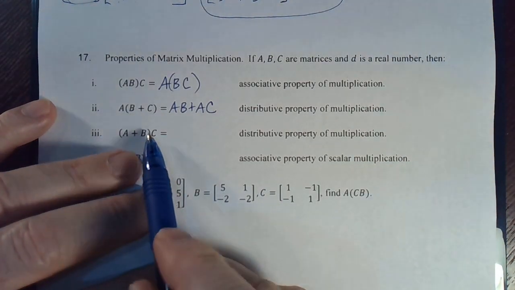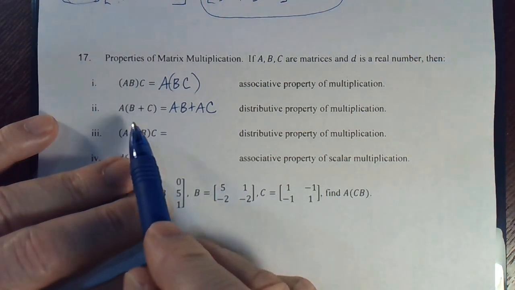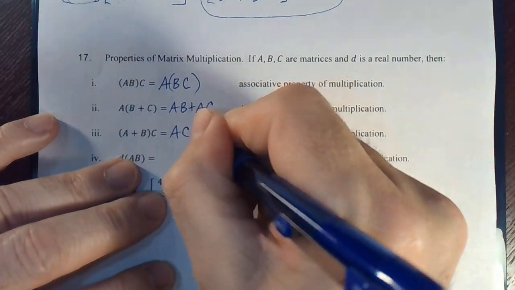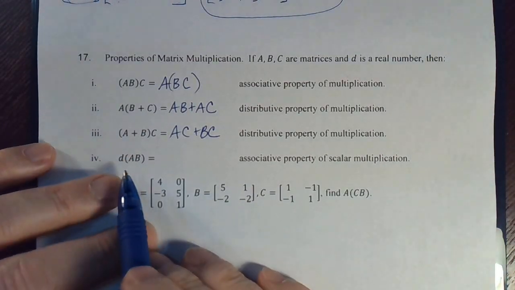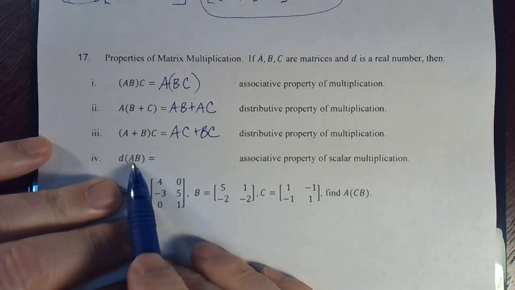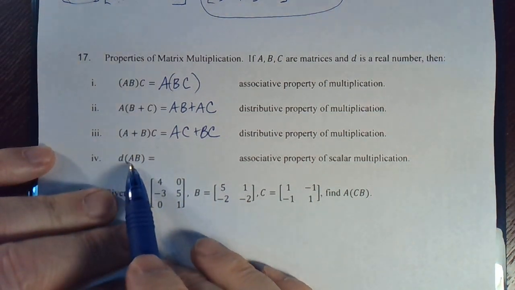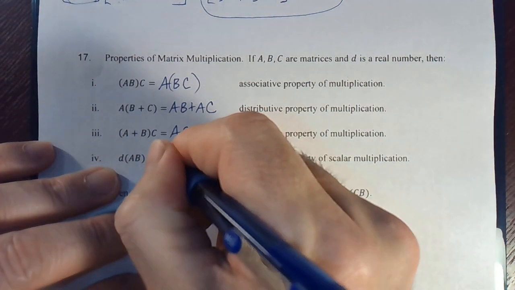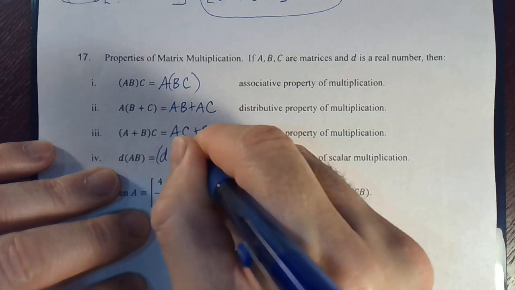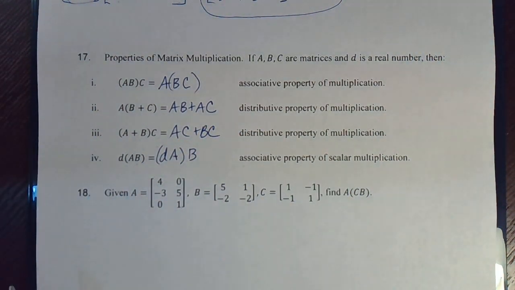And this distributive property, we've got A plus B in parentheses on the left, and then C on the right. So it'll be AC plus BC. And D is just a scalar. So if we want D times A times B, if we multiply the two matrices together and multiply D times every term in it, it'll be exactly the same as if we did D times A and then multiplied by B. Okay, that's the associative property of scalar multiplication.